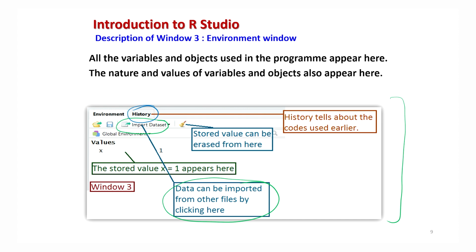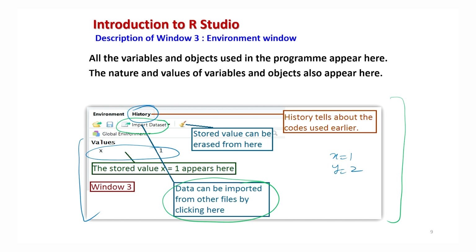Now, if you try to see the main role of this window, it gives you all the details about the data set and variables which are going to be stored here, right? Suppose you store some variable here, x equal to 1, y equal to 2, and x is a matrix, y is a matrix, etc. All such information is readily available in this window.